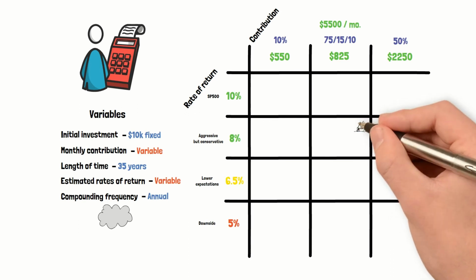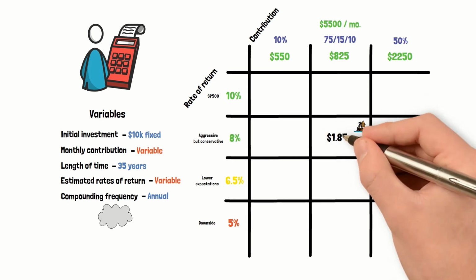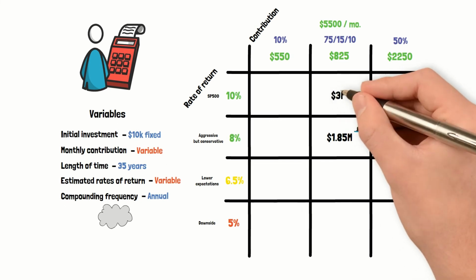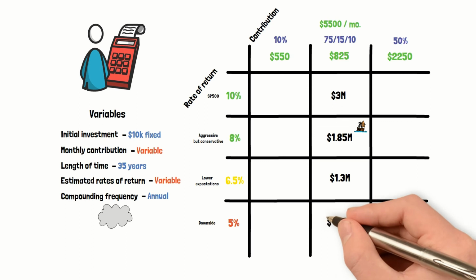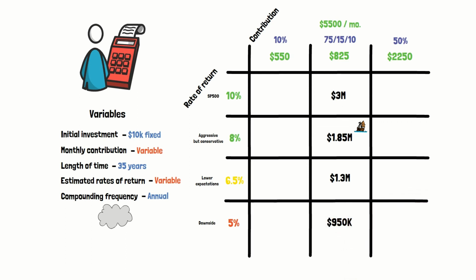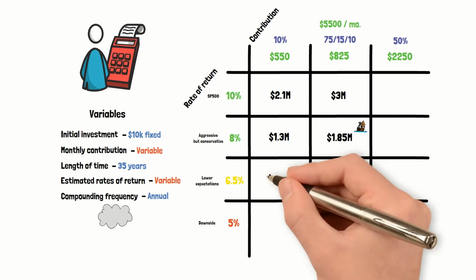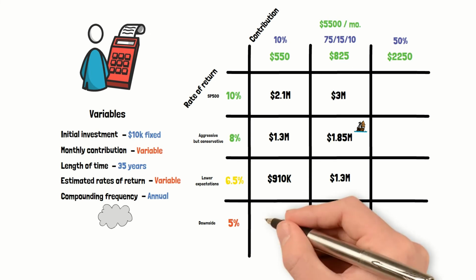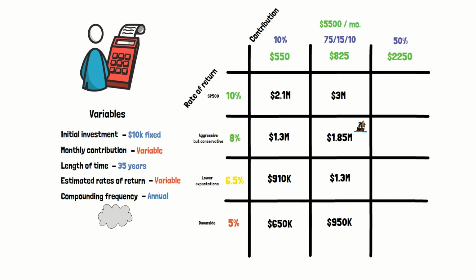So I generally would start with plugging these in while holding the other variables the same. That would give us about $1.85 million. Not bad. Then at 10%, it would clock at around $3 million, even better. And with 6.5%, that's $1.3 million, and 5%, about $950,000. So what about our tightened budget scenario at $550? 10% would give us about $2.1 million, 8% $1.3 million, 6.5% would be about $910,000, and 5% about $650,000. Still not a terrible outcome for investing 10% of your income.